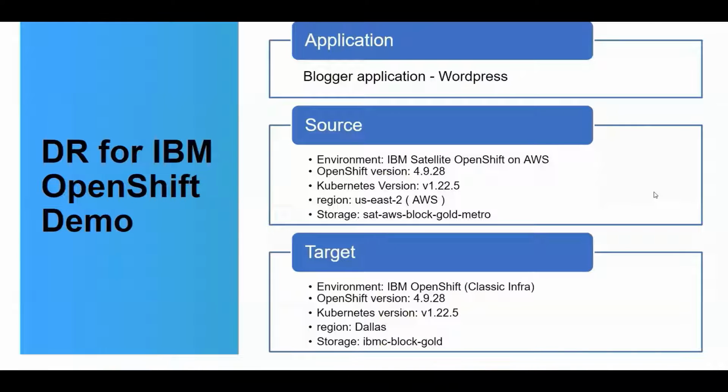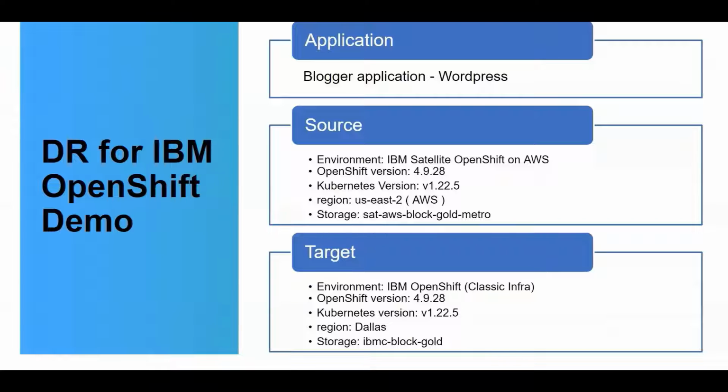In this demo, we are going to look at the Swift use case for DR for IBM OpenShift. Here, the source cluster environment is IBM Satellite OpenShift, which is deployed on AWS, having OpenShift version 4.9 and Kubernetes version 1.22. The cluster is deployed in the US East 2 AWS region. The source Blogger app that we are going to migrate contains a PVC of storage class satellite-aws-block-gold-metro.